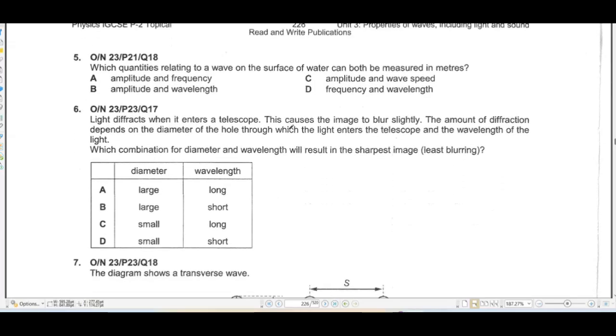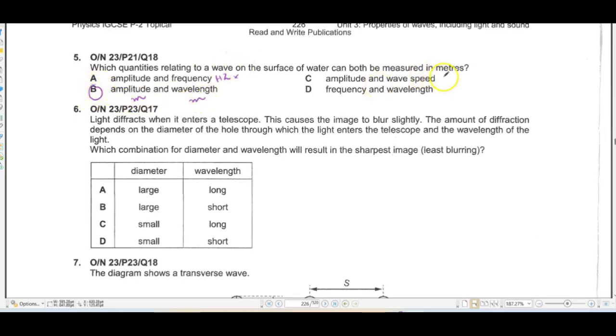Okay, question number 5. Which quantities relating to a wave on the surface of the water can both be measured in meters? Amplitude and frequency. Frequency is measured in hertz, so no. Amplitude is measured in meters and wavelength is measured in meters as well. So B is the correct option.